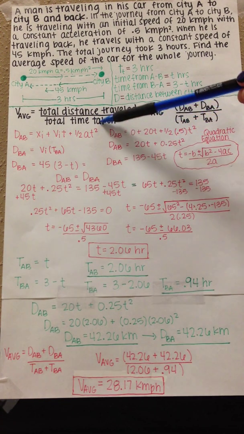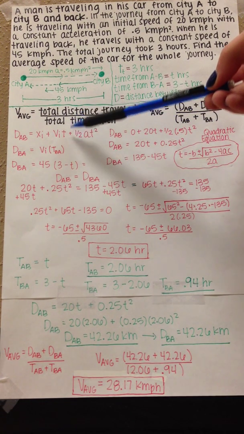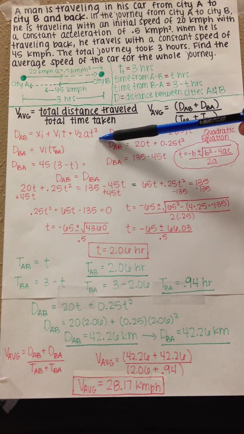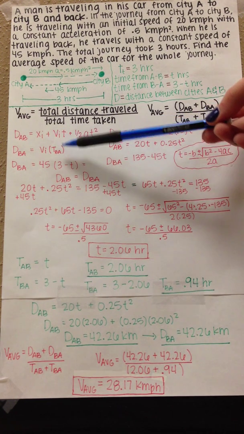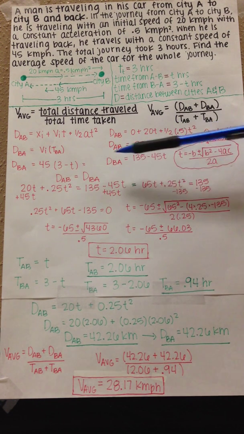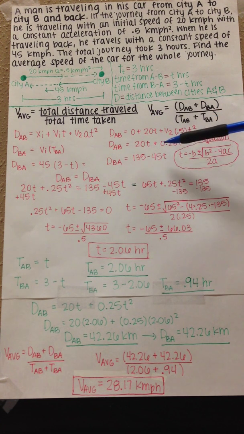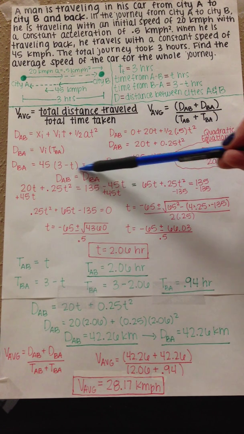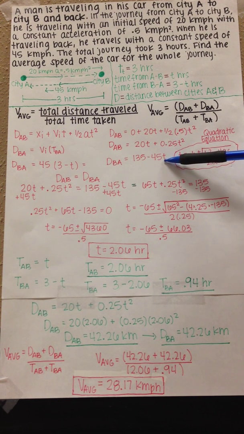the distance from A to B, which, because you have your acceleration, because you're accelerating, you're not just at a constant speed the whole time, so that's why you use this formula. And then for the distance from B to A, you have to use the velocity times the time. After you plug in all your values, for distance A to B you get 20t plus 0.25t squared. And then for B to A, after you plug in your values, you get 135 minus 45t.